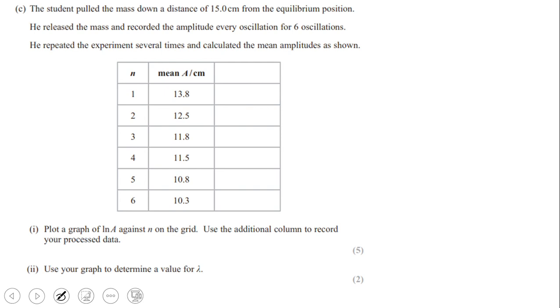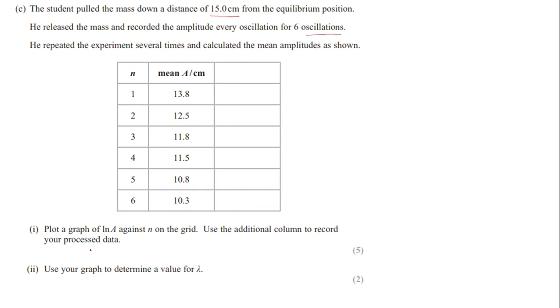The student pulled the mass down at a distance of 115 centimeter from the equilibrium position. He released the mass and recorded the amplitude every oscillation for 6 oscillations. He repeated the experiment several times and calculated mean amplitude as shown. So this is mean amplitude in centimeter.